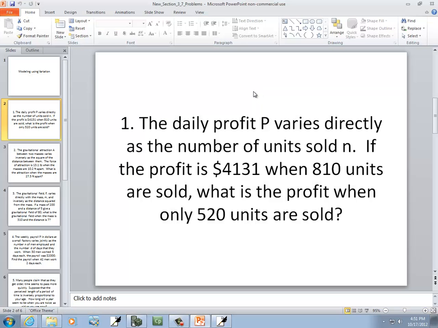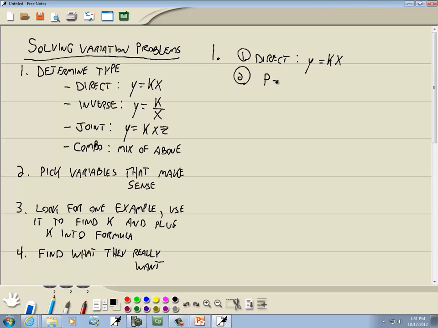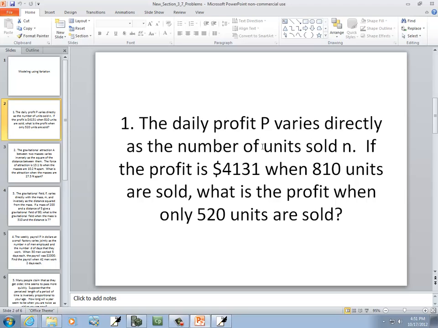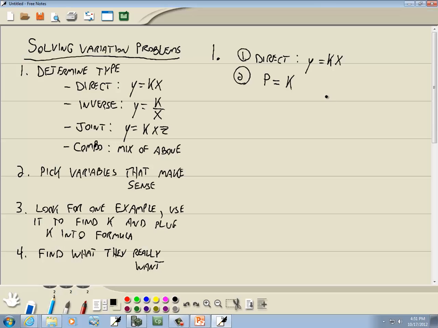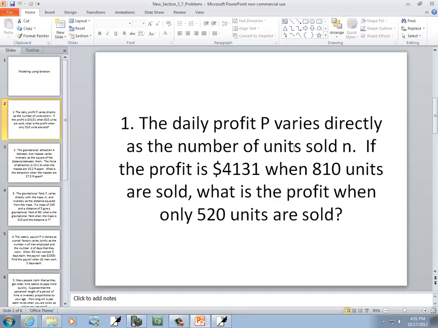Step 2, pick variables that make sense. Where the word varies is your equals. So daily profit P varies, so P equals. k is always k, that doesn't change. Varies directly as the number of units sold, n. So number of units is n. They're telling us the variable there, so that's not hard.